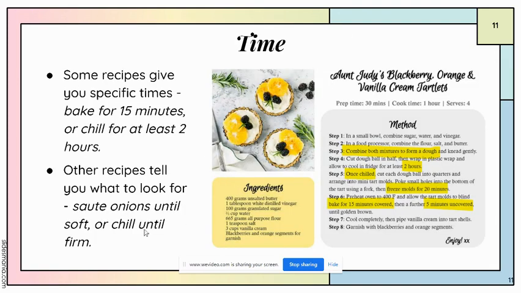And then the time. Some recipes give you specific times, like bake for 15 minutes, chill for at least 2 hours. Other recipes will tell you what it looks like for things to be done. Like, it doesn't say saute the onions for 5 minutes. It says saute the onions until they're soft or chill until firm. So you just have to read it through and maybe ask for help if you need.